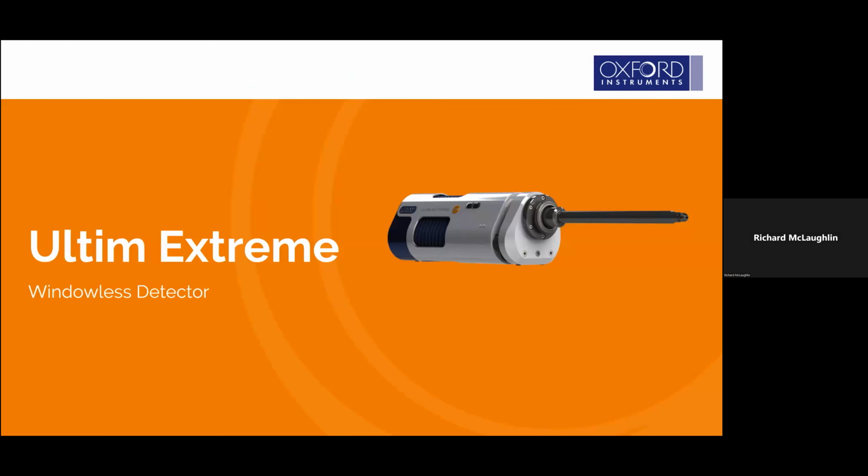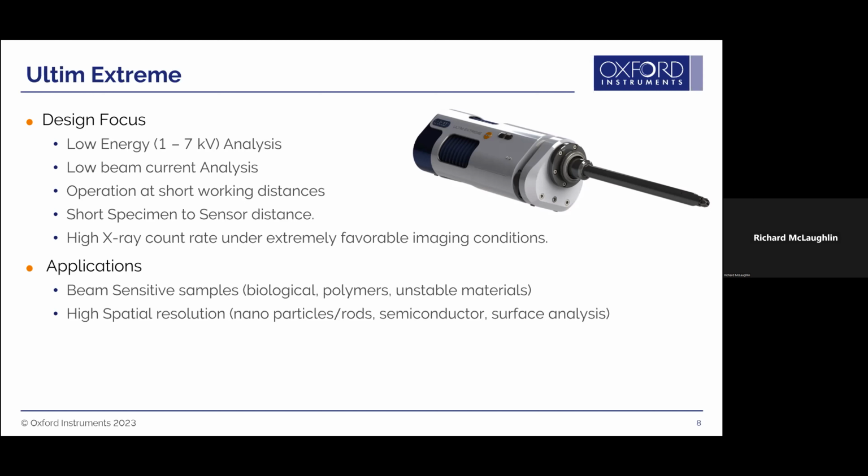So I'm going to start off with the Ultim Extreme. It was mentioned this morning. The main difference for the Ultim Extreme is that it's windowless. And as we saw from the previous slide, or 2 slides ago, the window material does have an effect on the absorption of those low energy X-rays. So the design focus is to run somewhere between 1 to 7 keV. It's been designed to be used with applications that are generally low beam current. We're talking hundreds of picoamps.